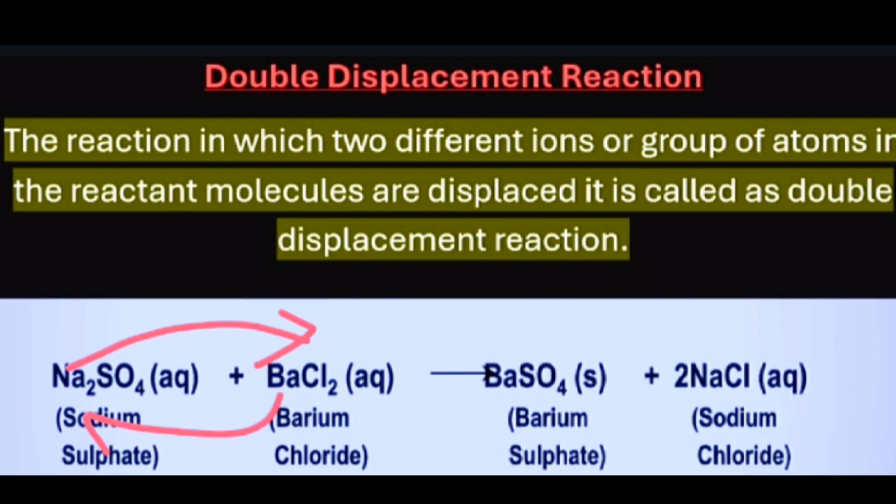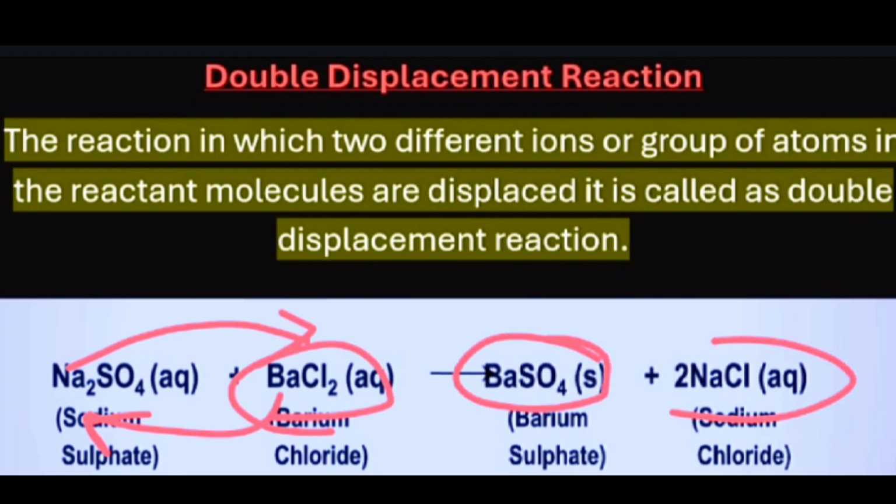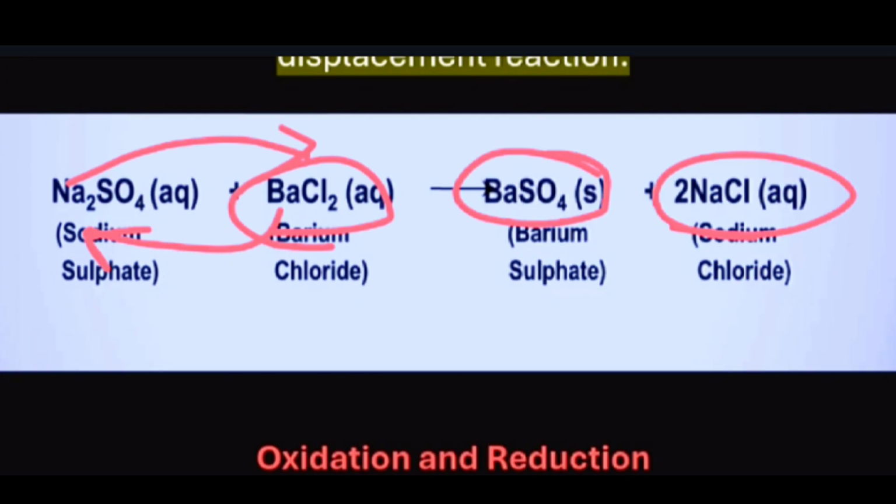It is an exchanging kind of thing. So sodium is taking the position of barium, and barium is taking the position of sodium. So sodium sulfate is converted into barium sulfate, and barium chloride is converted into sodium chloride. So that's why it is a double displacement, because two elements were involved.